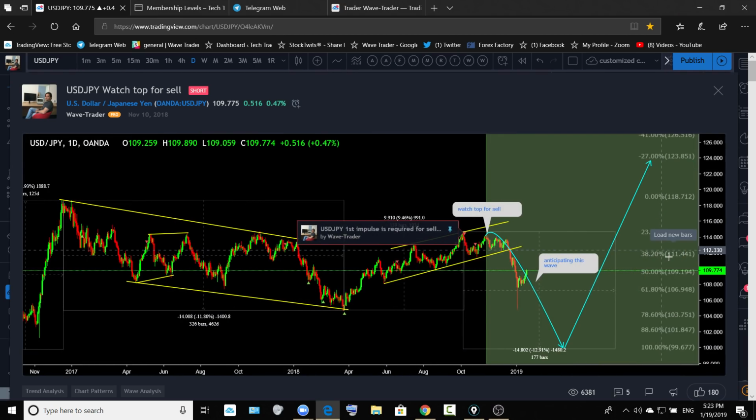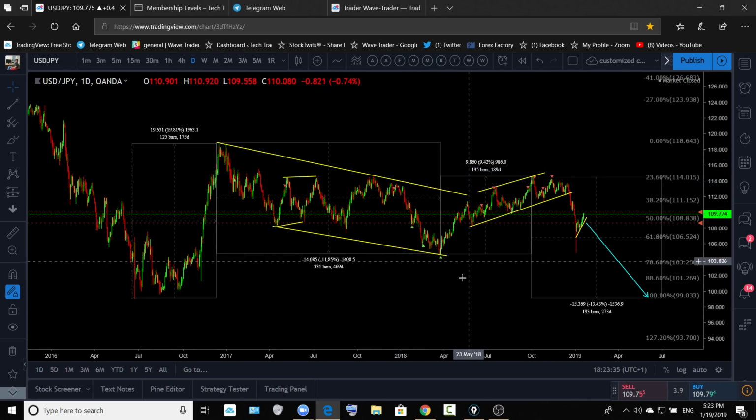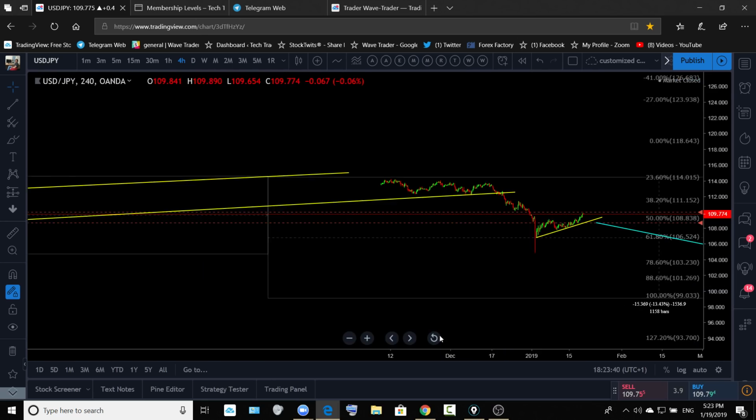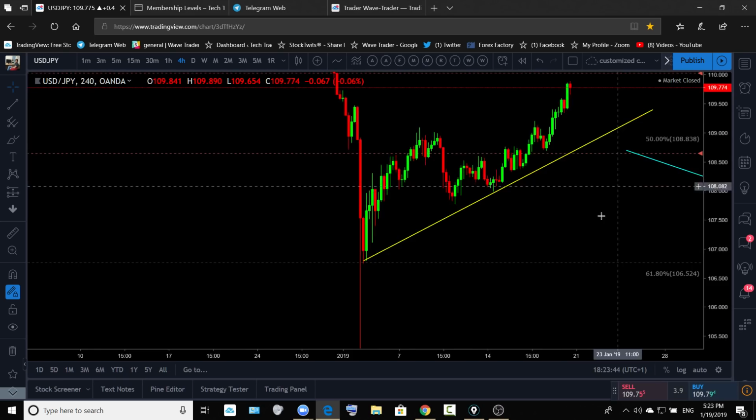So we are looking for this wave, the wave which has just started, to continue to go lower. So a lot of potential over there. The question is how you can trade the dollar yen from the current price. So what should you guys do?